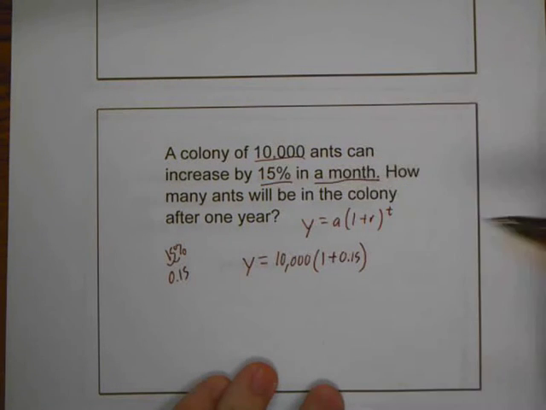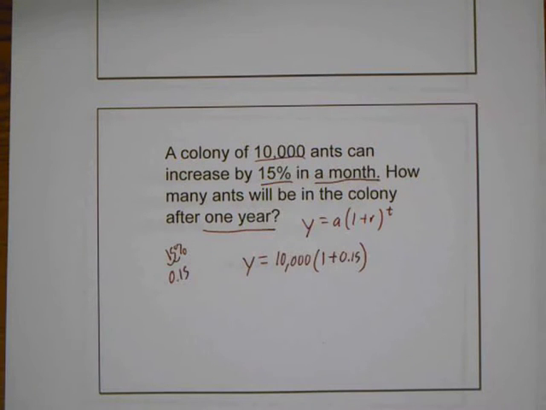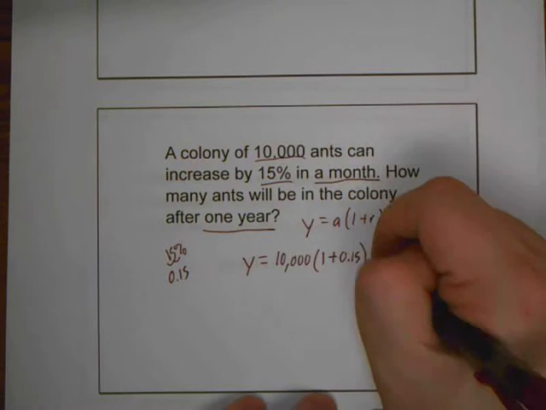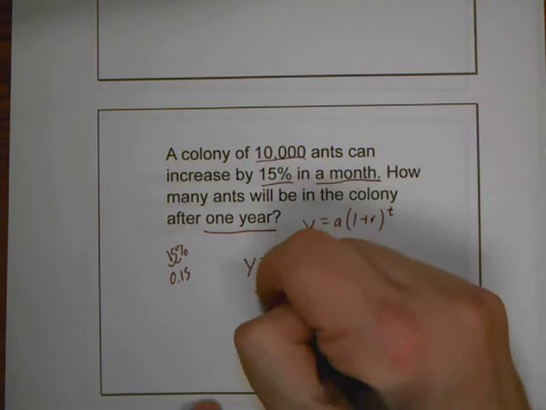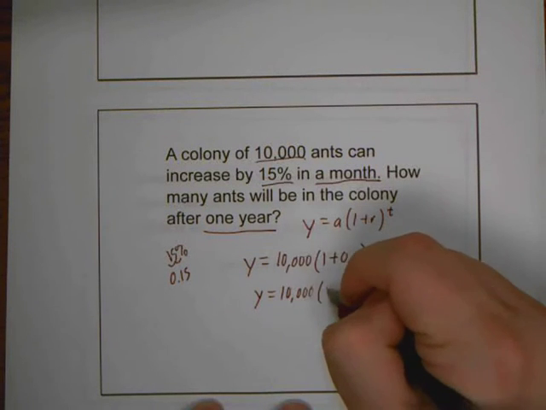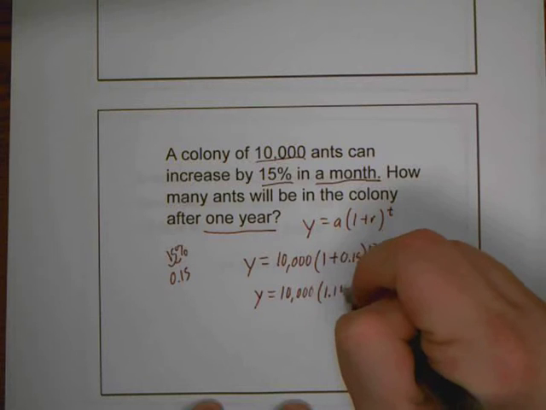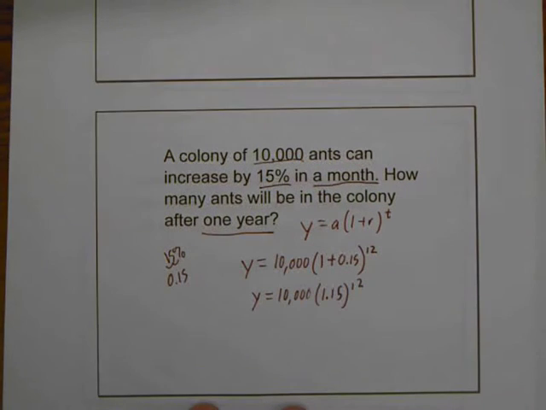In this case, it was 15% in a month, and we're looking at the colony after 1 year. We think about how many months are in a year. That's 12. So t is going to be 12. So now we can simplify this. Y equals 10,000 times 1.15, when we add those together, to the 12th.